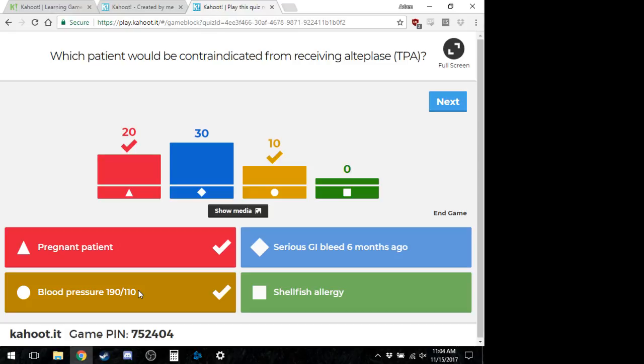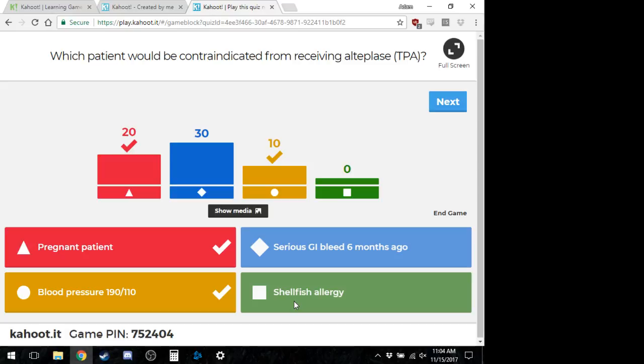So again, in a lot of cases, they're probably pretty hypertensive to begin with, kind of what begat a lot of their issues. How about this GI bleed? Why do you think this is not contraindicated? Yeah, it's a little bit more remote bleed. So 3 months is usually the cutoff for a lot of those more recent bleeds. That would not be one. How about shellfish allergy?